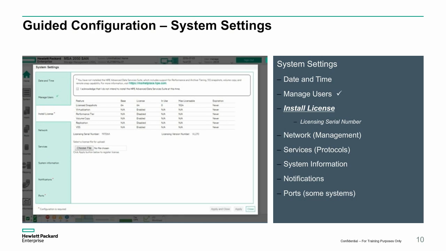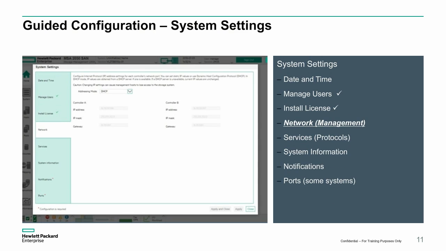But if they have purchased the Advanced Data Services license, they can use the license serial number shown on the panel to retrieve the Advanced Data Services license through the licensing website. They can then install the license directly here, which will also complete the required visit. I will click the Acknowledge checkbox and move on to the next system setting, Network.